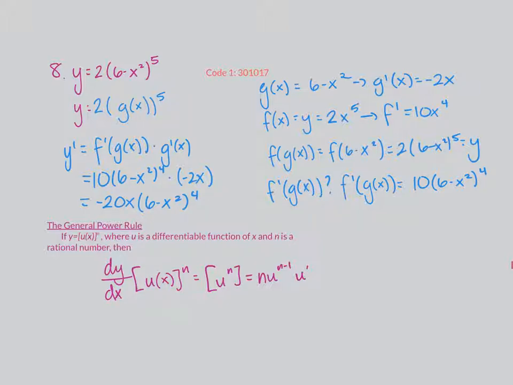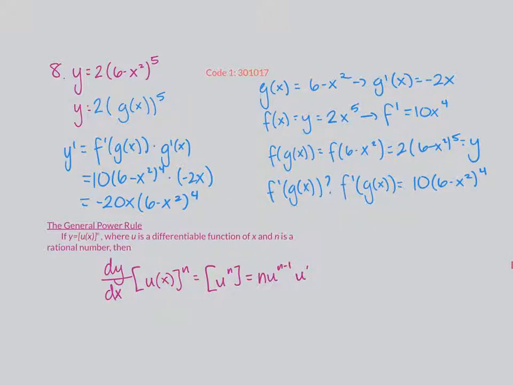Okay. What's nice about the chain rule, though, is it allows us to develop our power rule definition a little bit more thoroughly. Because remember, if we had an expression x minus 1 to the fourth power, we couldn't take the derivative. But now, because of chain rule, we can. So the general power rule says that if your equation y is equal to u of x to the nth power, where u is a differentiable function and n is a rational number, then the derivative of that function is n times u to the n minus 1 times the derivative of u.